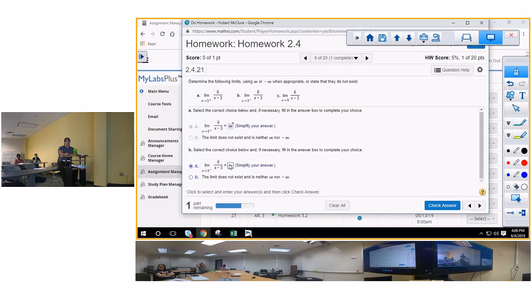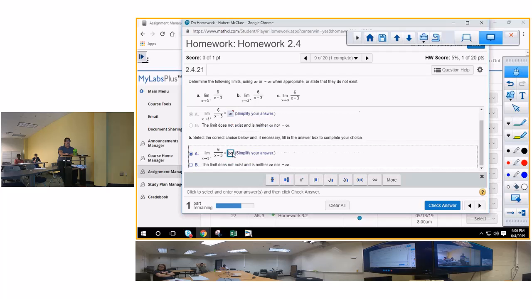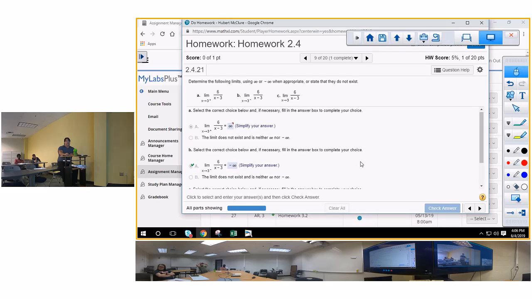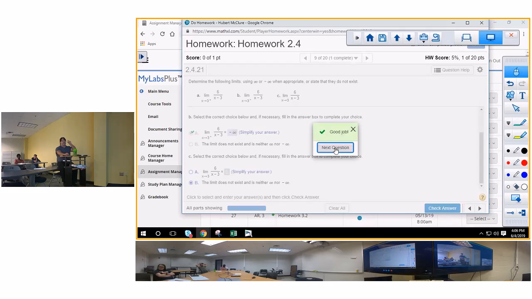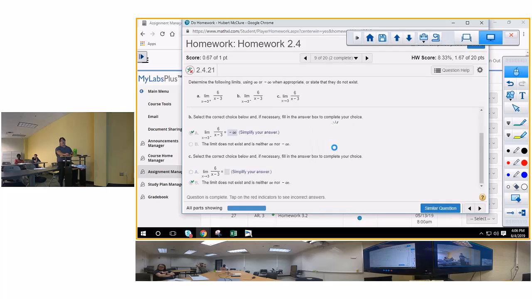Should be negative infinity here, I thought. I'm not reading the question. Okay, then it does not exist because negative infinity and positive infinity are not equal. Yes, it's not continuous. Okay, there you go. Not a good test question.